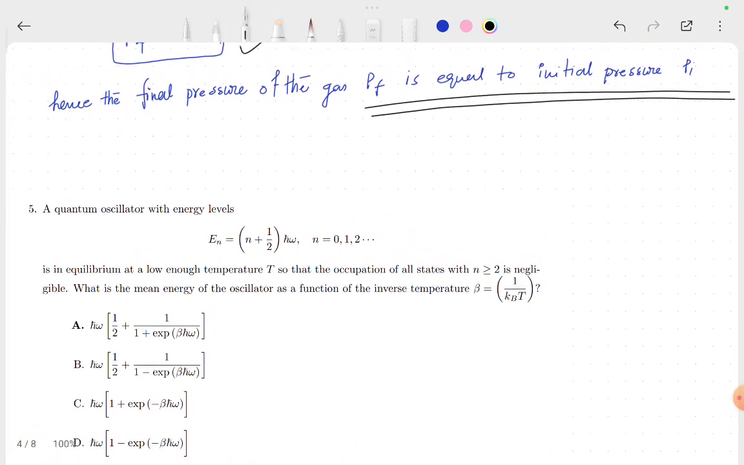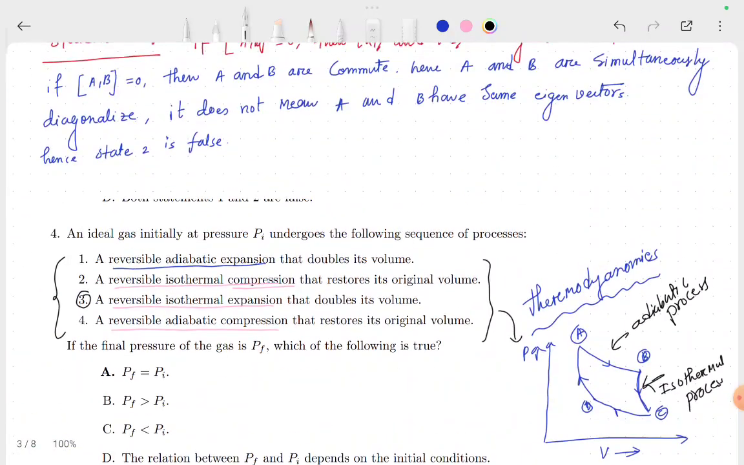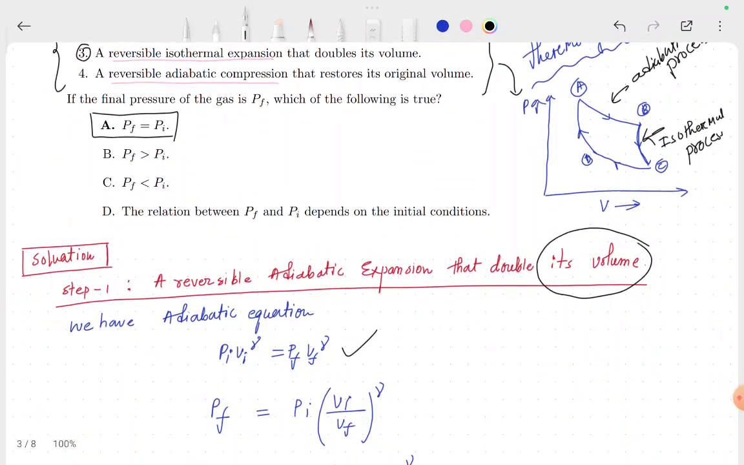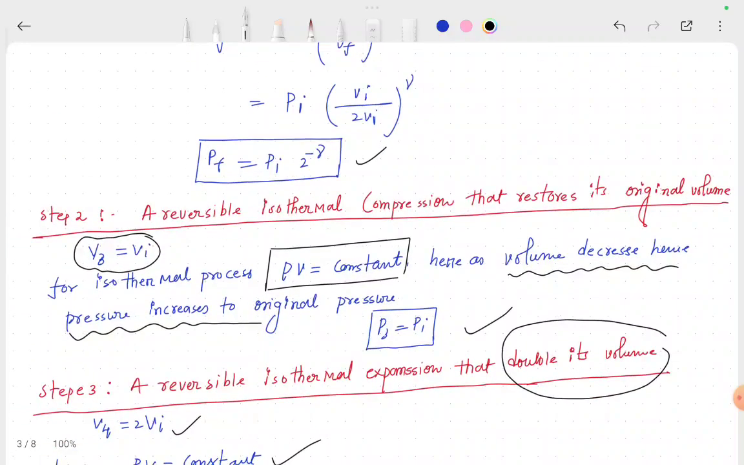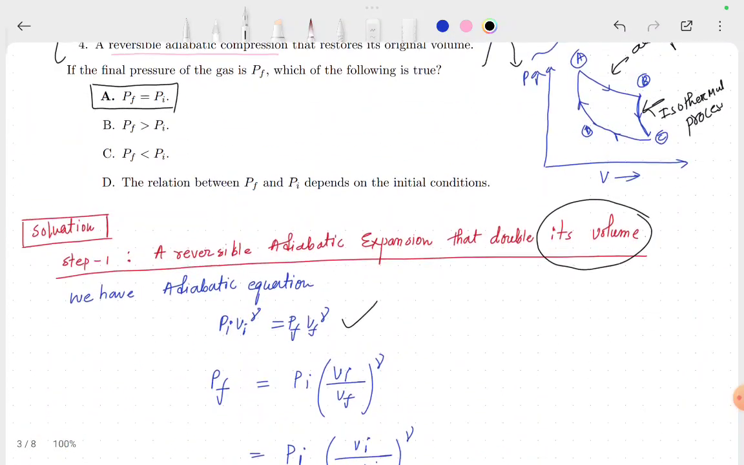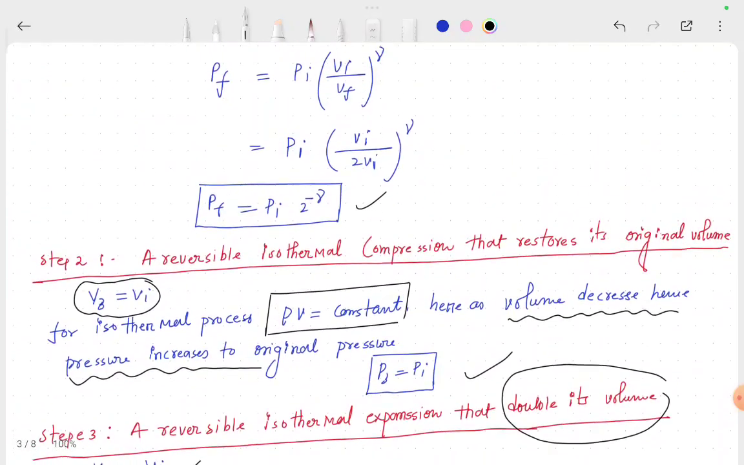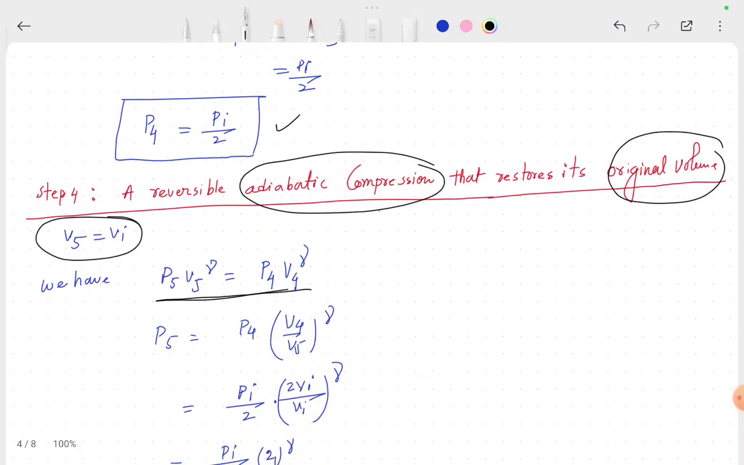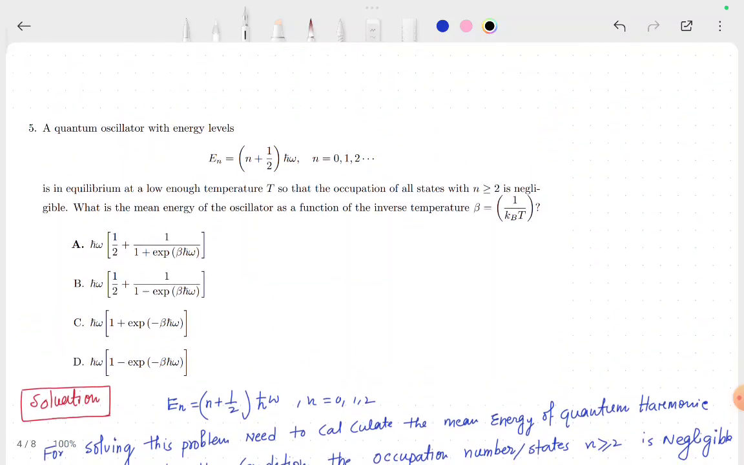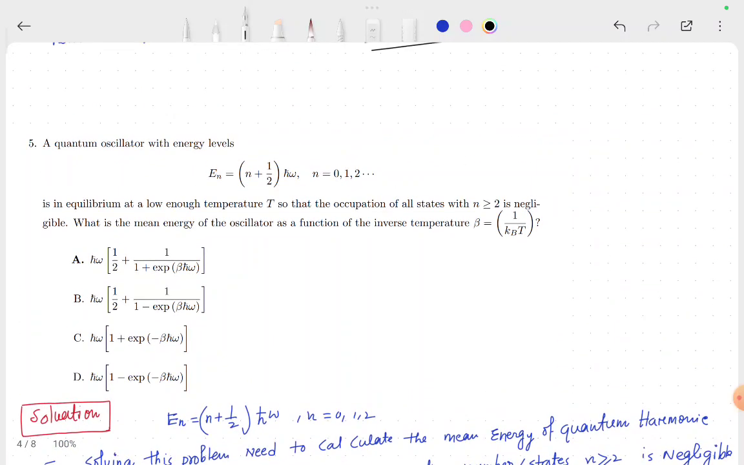For this question, the answer option is the correct answer. We just follow this very simple mathematics, the gas equations. For the adiabatic process we use the adiabatic gas equation, and for the isothermal process the isothermal gas equation. The adiabatic process gas equation is PV^gamma equals constant, and the isothermal process gas equation is PV equals constant. We just use these two equations and we calculate the final pressures, right? Okay, next we go to question number 5.